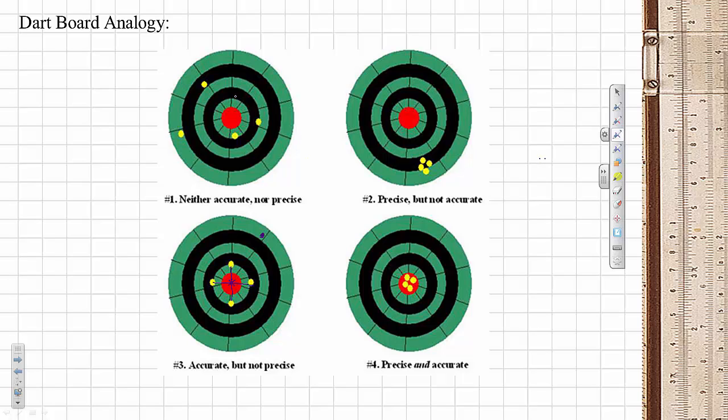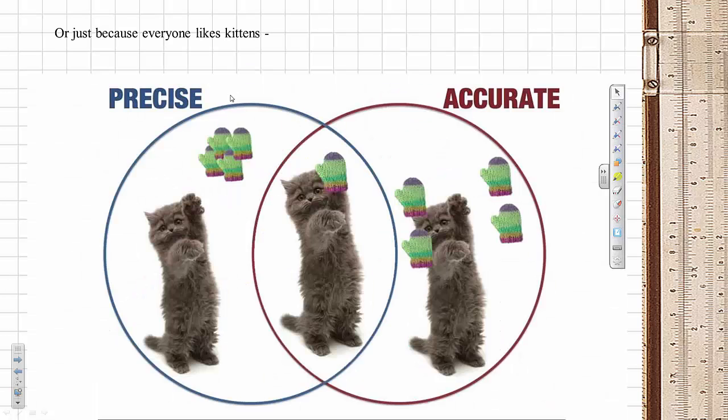All right. Another analogy here, just because everybody likes kittens. So we're going to throw these mittens at the kitten. He's going to try to catch them, or maybe it's a she, I don't know. And we nailed this kitten with the mitten right on target, right? Here, these guys, again, they're clustered together, so it's good precision, but they're off target, right? They're not accurate. Here, we nailed his little paw, so we're accurate.